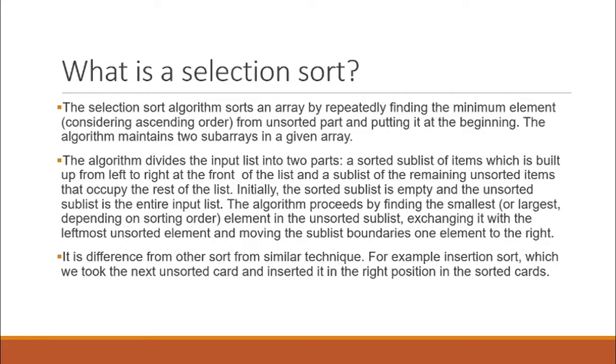Initially, the sorted sublist is empty, and the unsorted sublist is the entire input list. The algorithm proceeds by finding the smallest or largest, depending on sorting order, element in the unsorted sublist, exchanging it with the leftmost unsorted element, and moving the sublist boundaries one element to the right. It is different from other sorts with a similar technique. For example, insertion sort, where we take the next unsorted card and insert it in the right position in the sorted cards.